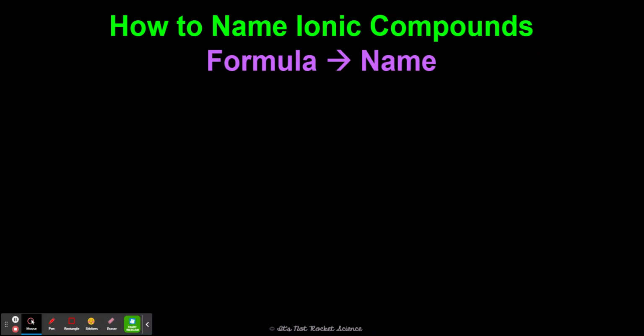Okay, so I showed you how you can predict the chemical formula from the ions that are interacting. Now we're going to talk about how we name these ionic compounds. If I give you the formula, then you can tell me the name. That's what this little practice is about.